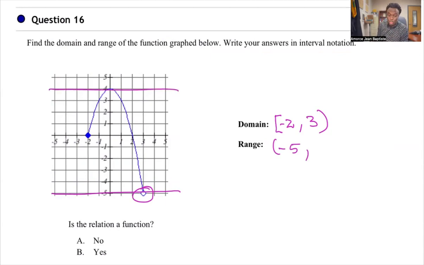But now you don't see a circle. If you don't see a circle, it touches the line, then it's a closed circle. If you don't see an open circle, you need to assume that it is a closed circle and it touches the line y equals 4. So that means 4, I'm going to close it with a bracket. So these are the domain and the range of the graph.